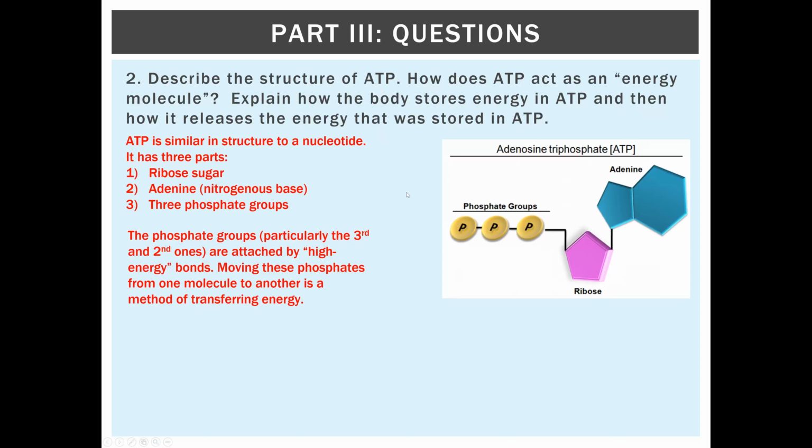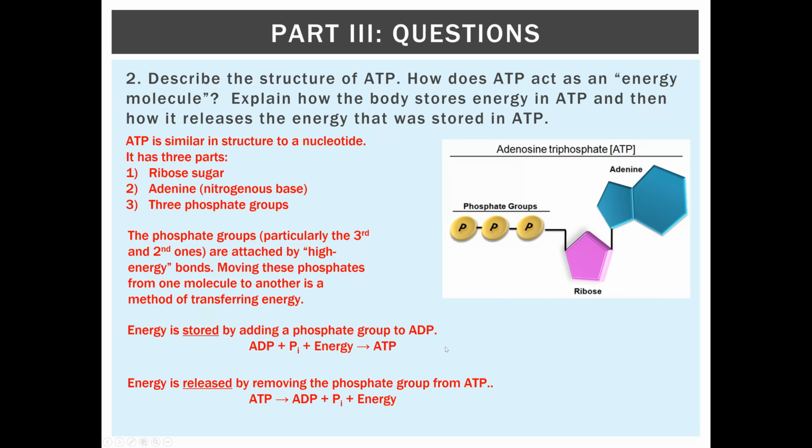So the phosphate groups, particularly the 3rd and the 2nd ones, so these 2 on the end, are attached by high energy bonds. So moving these phosphates from one molecule to another is a method of transferring energy. If we have extra energy and we want to store it, we do that by adding a phosphate group to ADP. We take that energy and use it to stick this phosphate on, which would give us ATP.